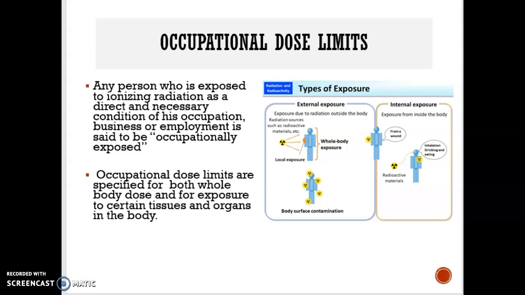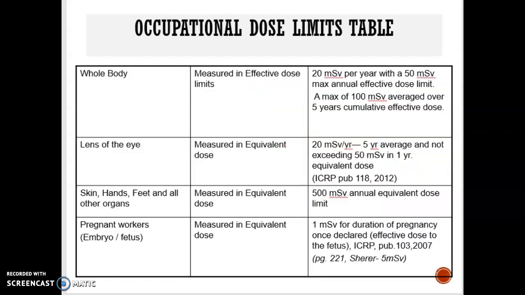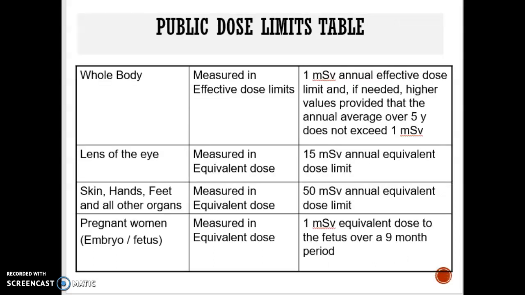Occupational exposure or dose limits are specified for both the whole body dose and for exposure to certain tissues and organs in the body, as you could see in the previous slide. So once again, here are some dose limits in a table format for occupational exposure. And these are the dose limits recommended for public exposure.